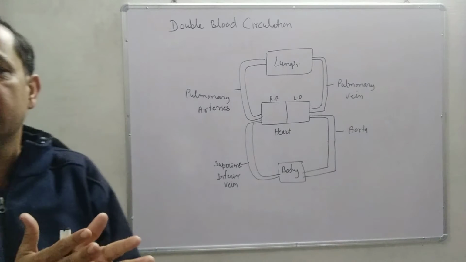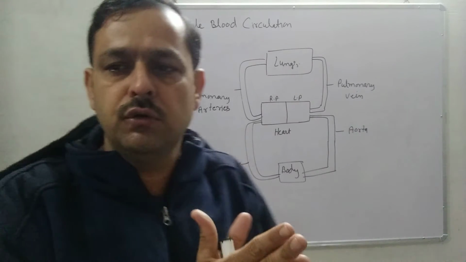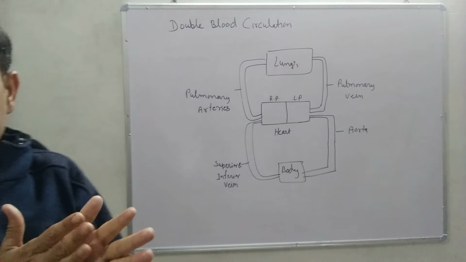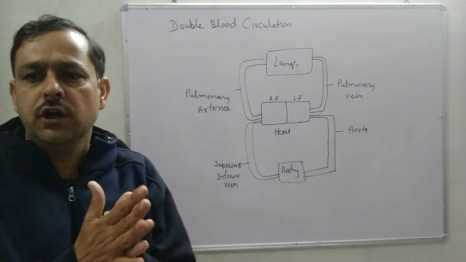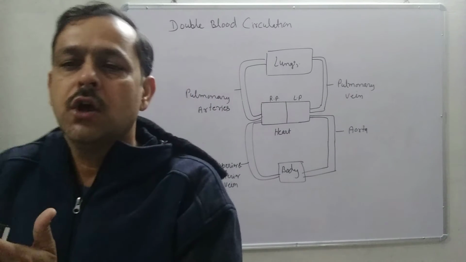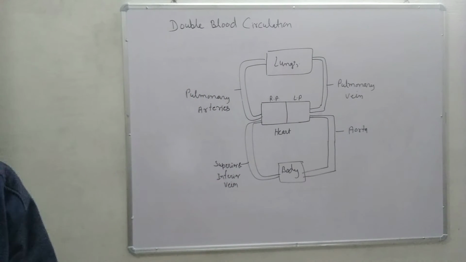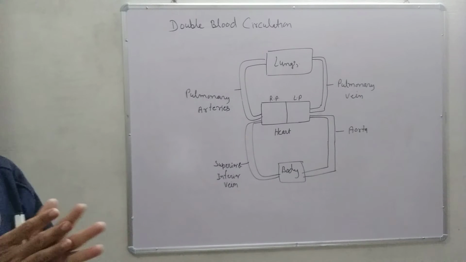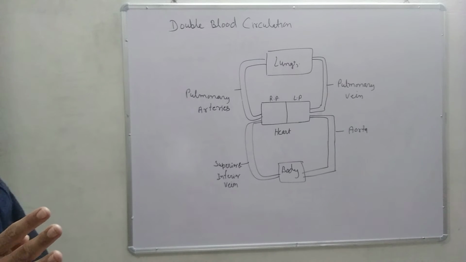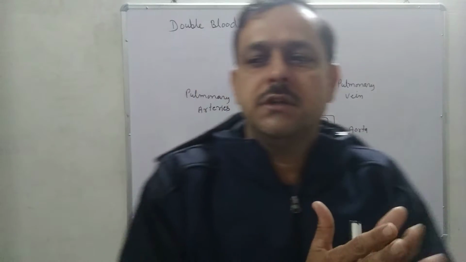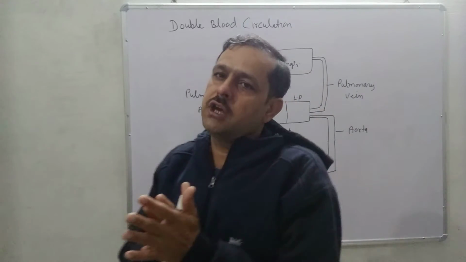Second, to complete a cycle in the body, blood has to pass through the heart two times. For the first time, the impure blood goes to the lungs through the right auricle and ventricle, and the second time, pure blood from the lungs comes through the pulmonary veins to the left auricle, then to the left ventricle, and from there by the single aorta goes into the complete body. In this way it is clear that to complete a single cycle, blood passes through the heart two times. It is called double blood circulation.